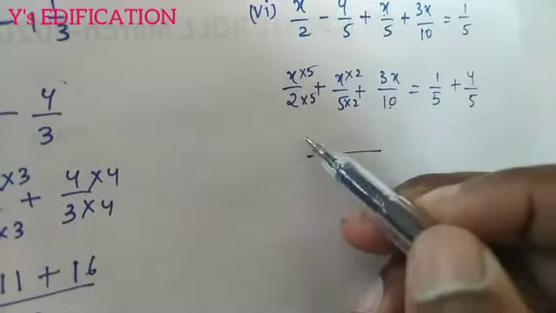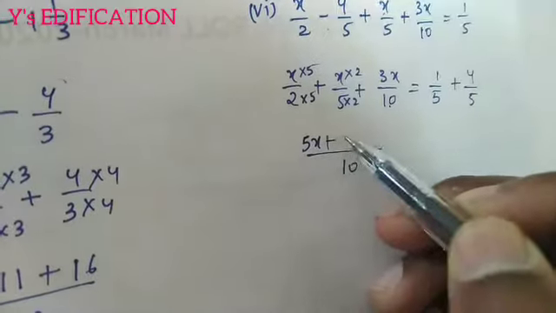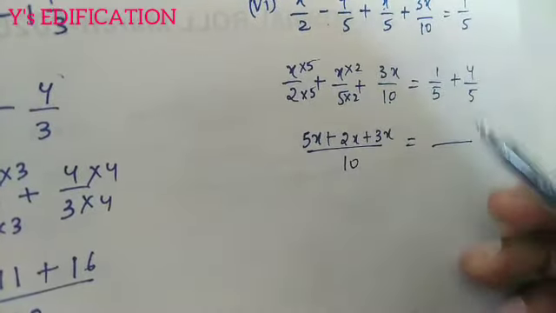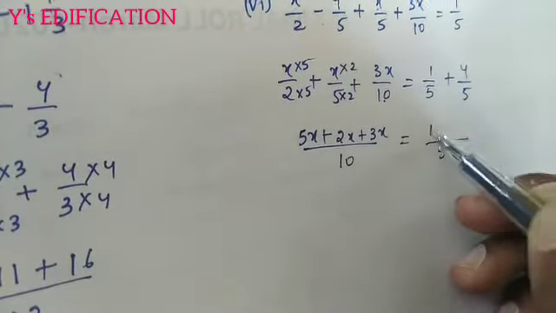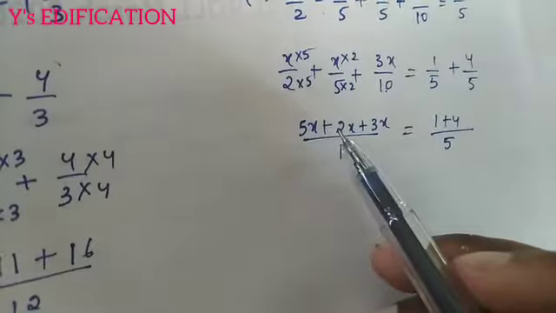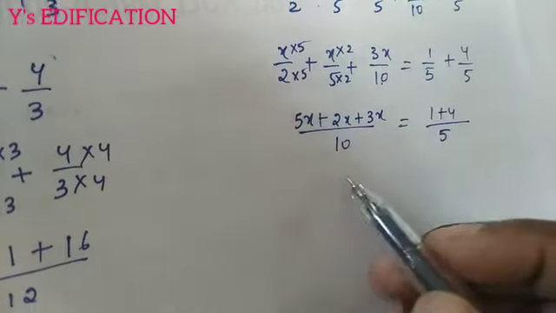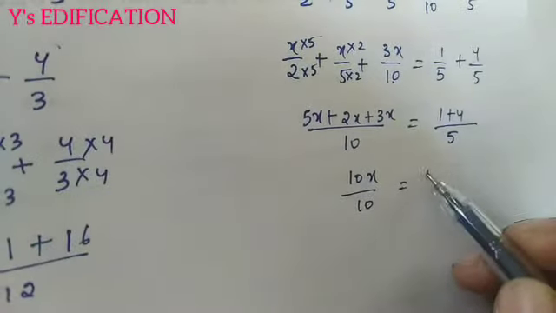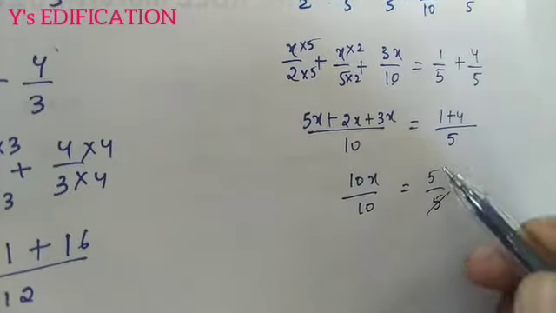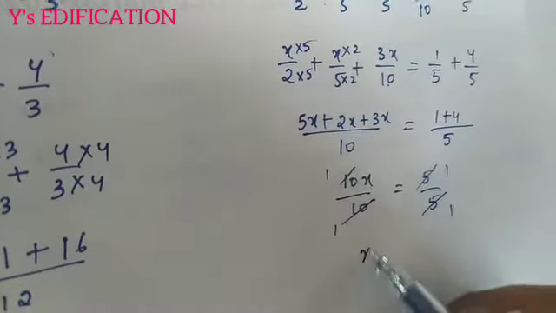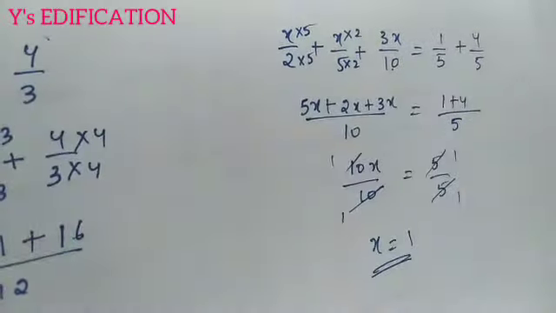Okay. So 5 into x is 5x plus 2 into x is 2x plus 3x is equal to, here 5 and 5 common numbers. So 5. So 1 plus 4. Now 5x plus 2x is 7x. 7x plus 3x is 10x by 10 is equal to 1 plus 4 is 5 by 5. So 5 got cancelled. 10 got cancelled. So what is the left here? X is equal to 1.